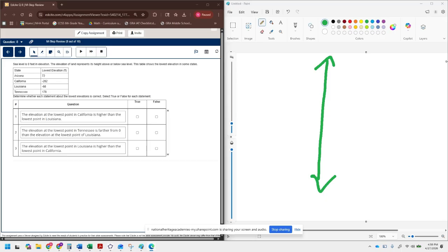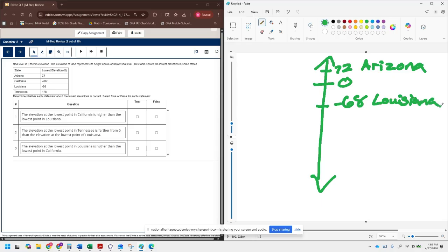And so the sea level is 0. So just to show, we're going to put it here. And so now Arizona is above sea level. So 72 is there. So there's Arizona. Now, the next closest to 0 is Louisiana at negative 68. Then Tennessee is at 178. So that's positive 178. And then we've got California way down here at negative 282. So Cali.